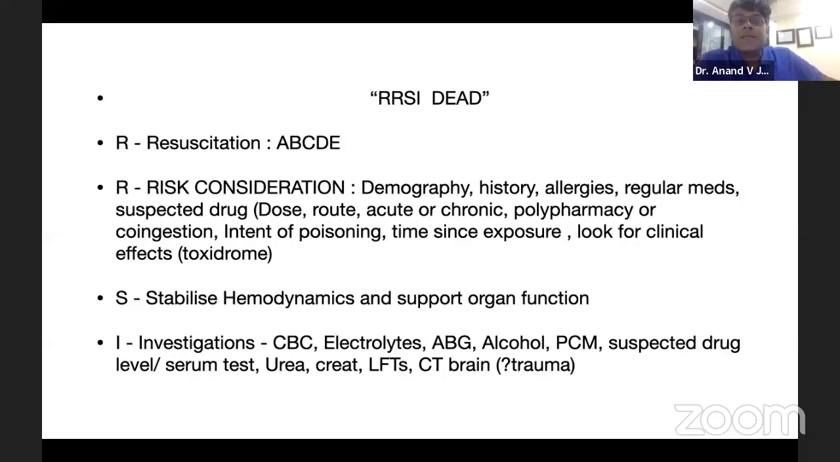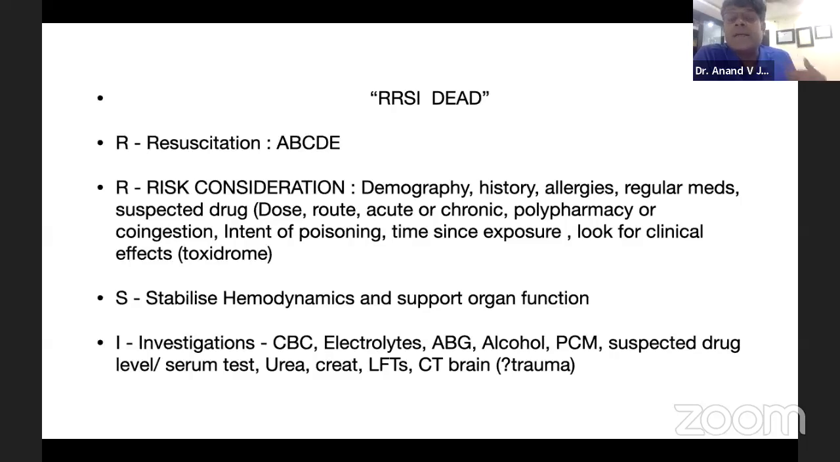important. Suspected drug, whether it's acute or chronic. Some people are chronic druggies, whether it's cocaine or narcotics. Depression is going on, whether they have been taking this medication for a long time. Those things need to be understood and kept in mind. Polypharmacy, co-ingestion, what was the intent? Whether it was just a threat, for example somebody has got less marks in 12th, and just wants to threaten, he actually doesn't want to die. So those things will also help us.